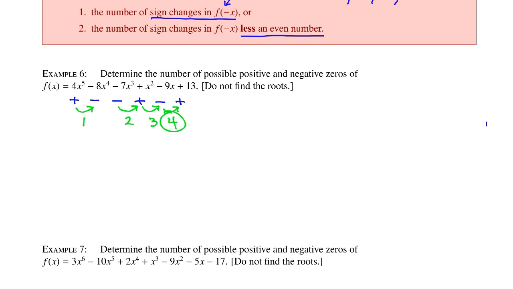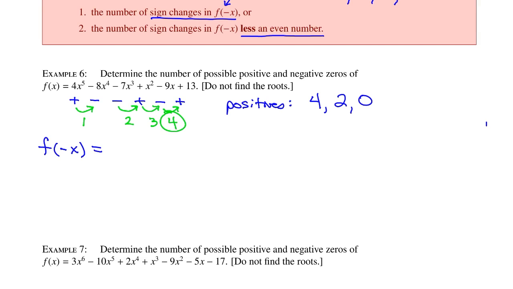So that tells me that for the positives, we could have 4 or 2 or 0. Remember, we just start counting down by 2's until we get 0 or 1. That handles the positives. Now to find the negatives, we need to first compute f of negative x.